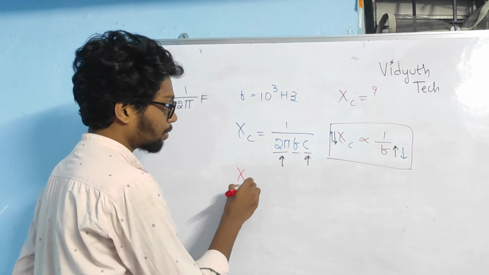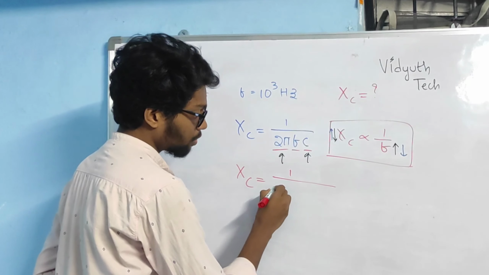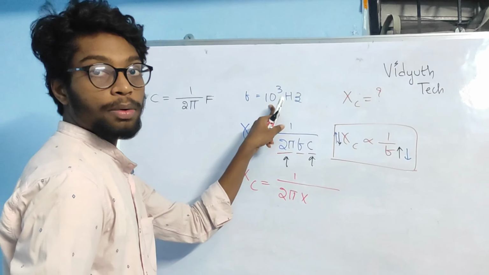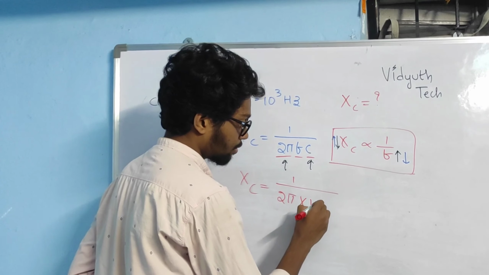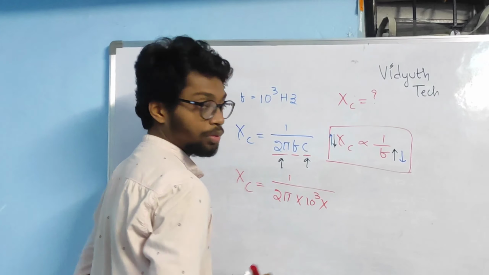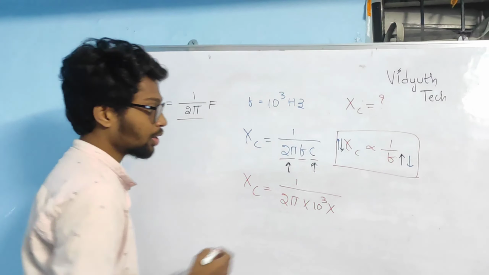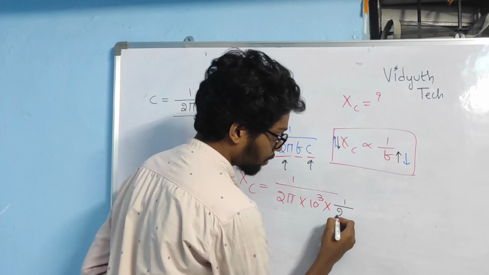And coming to this problem, Xc equals 1 by 2 pi F. The frequency they have given is 10 to the power of 3, that is 1 kilohertz, and the capacitance is 1 by 2 pi farads. Okay. So I am substituting it over here.